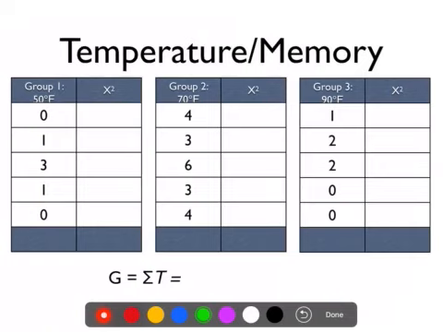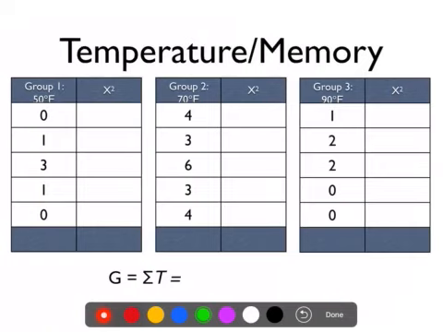Now we've got our sums of squared for each group. Let's go ahead and get our values for G, which is the sum of our T's. And while we're here, we're going to go ahead and calculate the sum of x squared too, that we can use in our sums of squared total.